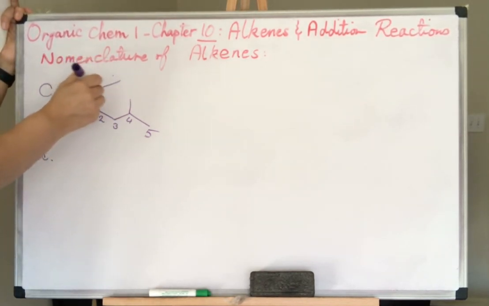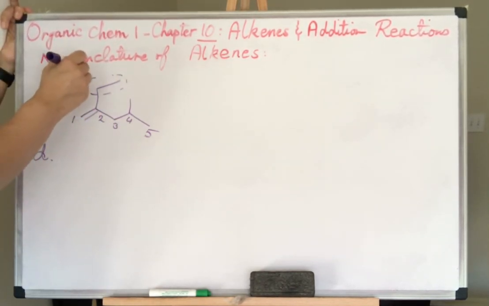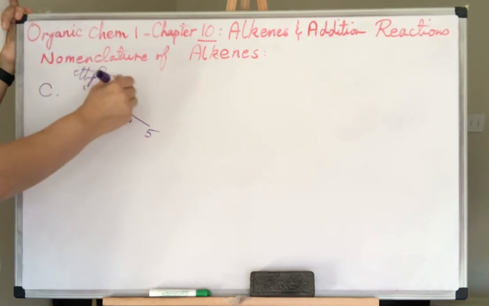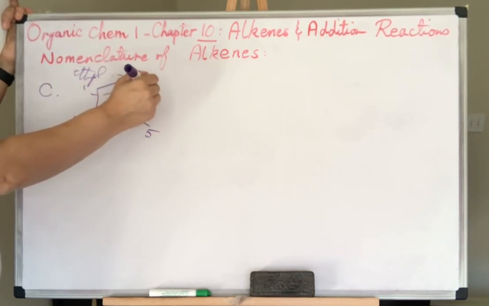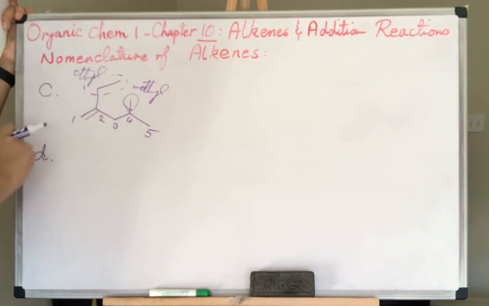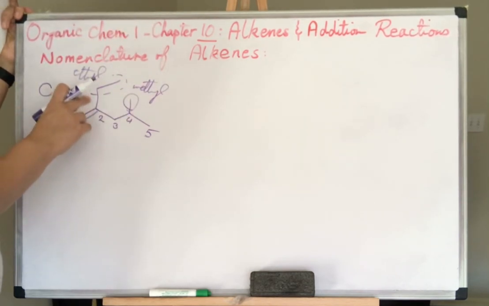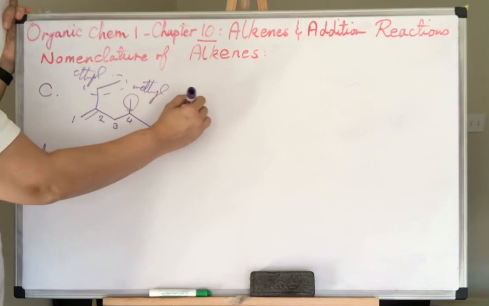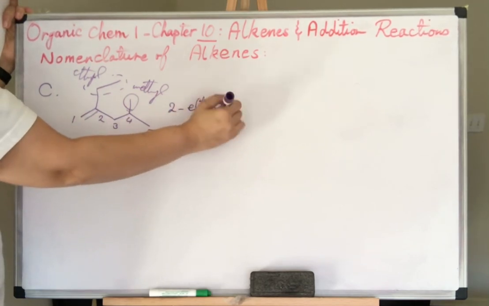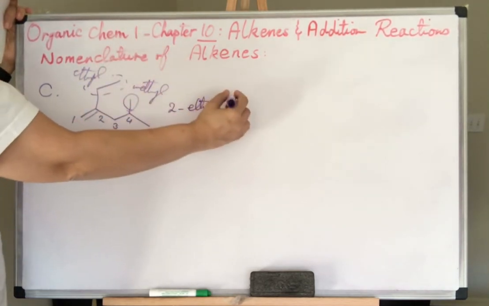What is the name of our substituents? This is ethyl and this is methyl. So first we number and name the branches. There's a 2-ethyl. What else do we have? A methyl on 4.